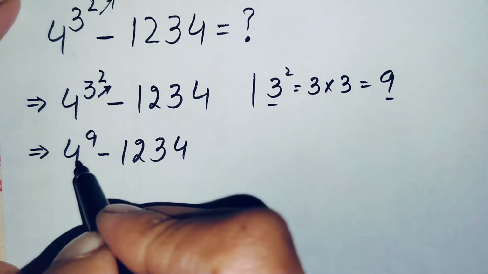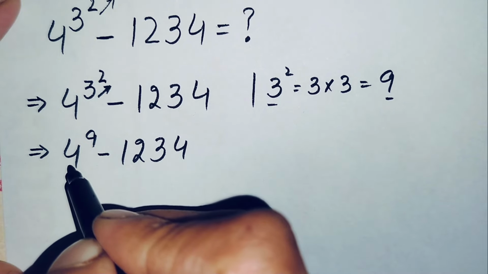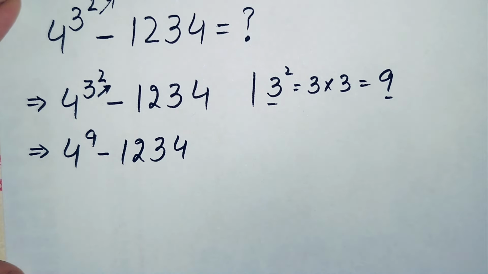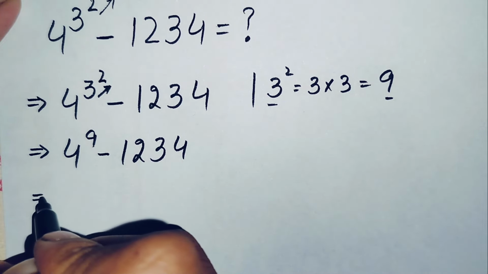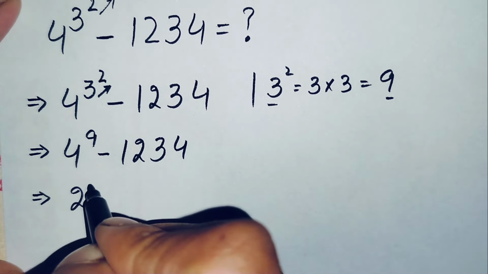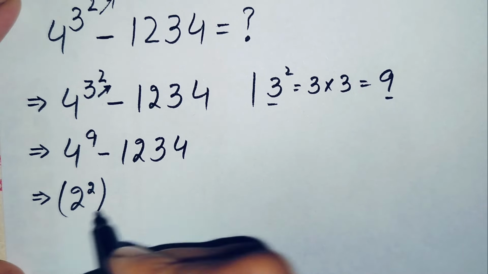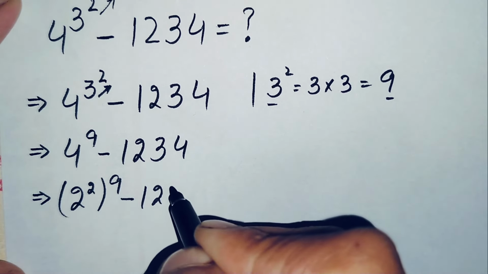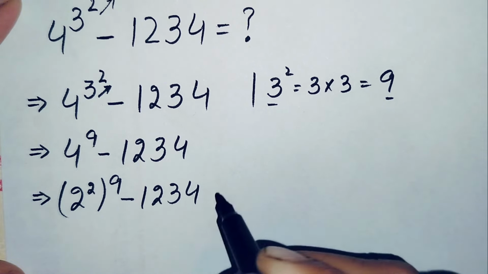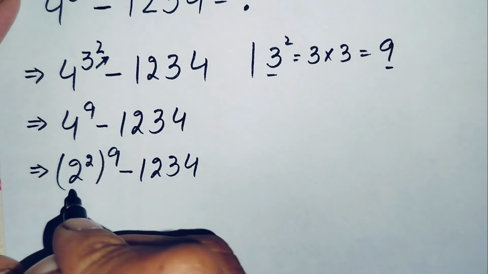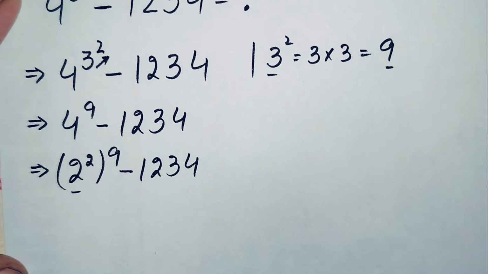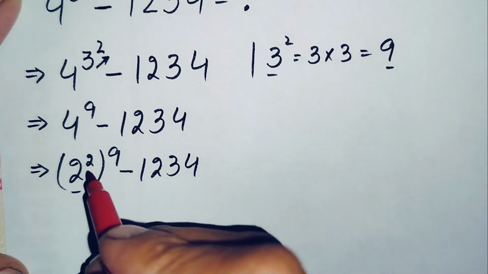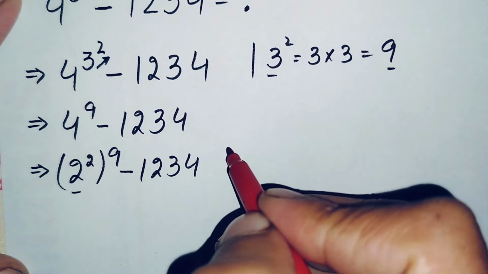Now what we'll do here? In this step we will try to change this number to its exponential form. So we can write 4 as 2 square, or 2 raised to power 2. So this will become 2 square raised to power 9, minus 1234. Now here in this one, 2 raised to power 2 raised to power 9, we will use an exponential identity and we'll multiply the powers.